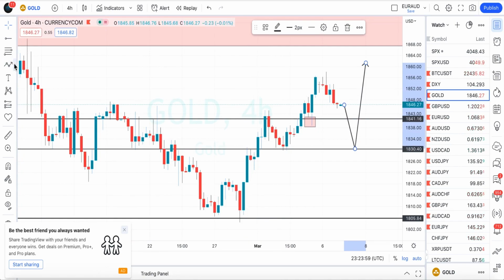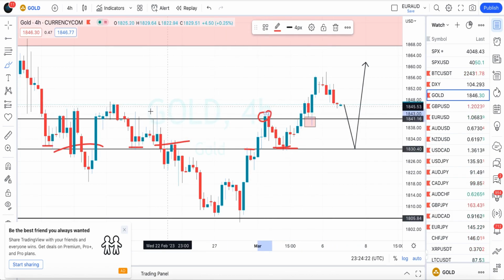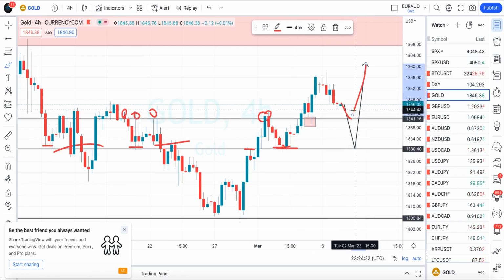As you can see, that particular support level is solid. So we can have a rejection at this one too, which is a very strong support level we need to look at. So eventually the price might get there and bounce back, or it might get to 1830 and then bounce back. So that's that on gold.